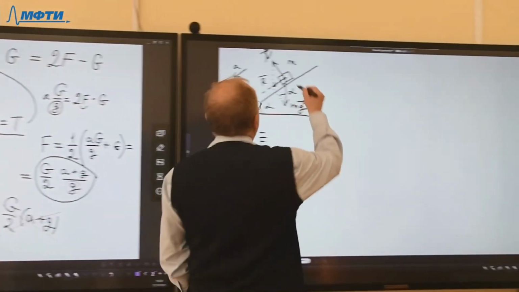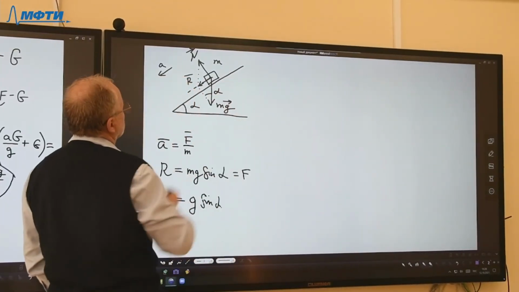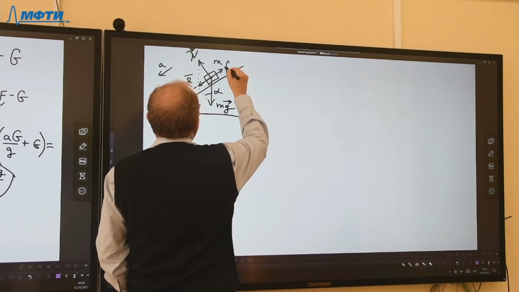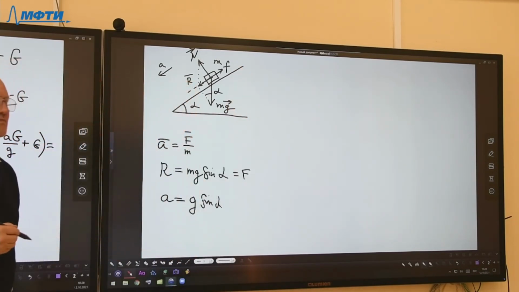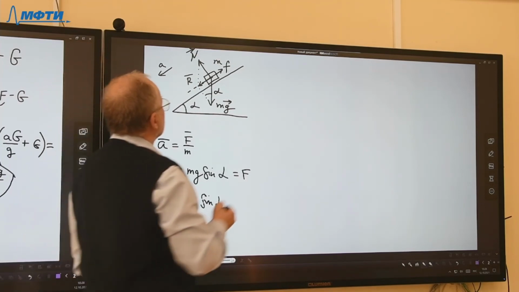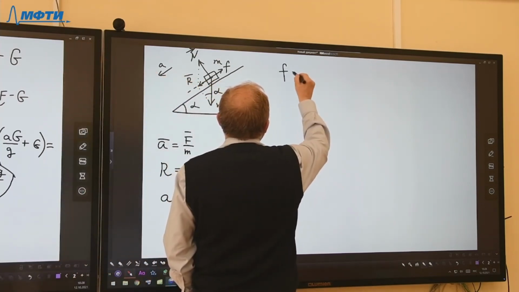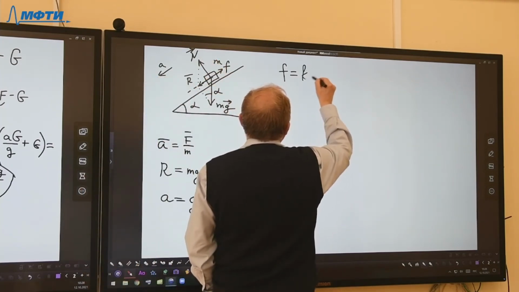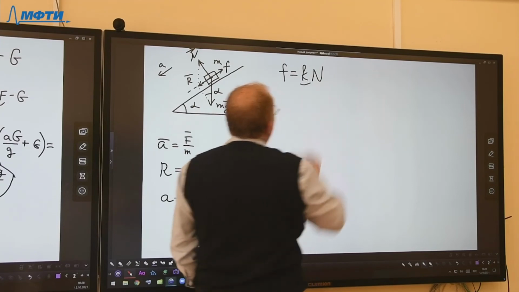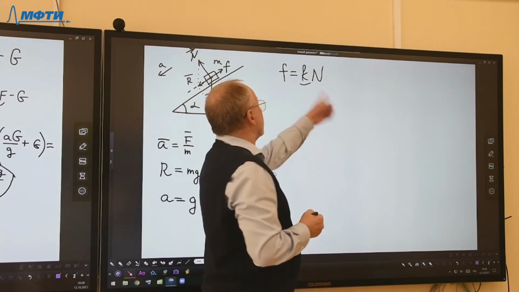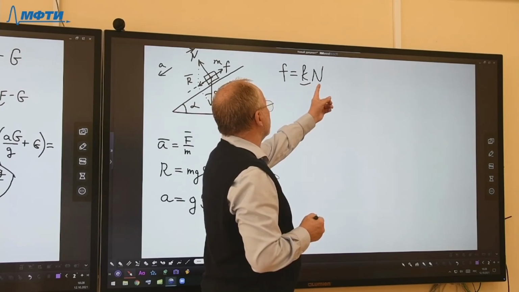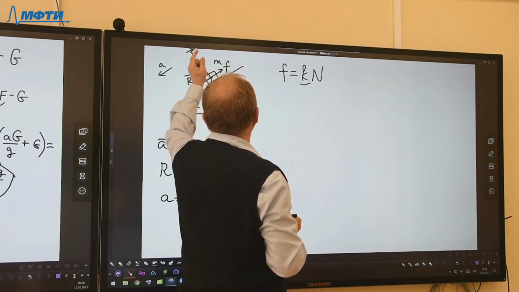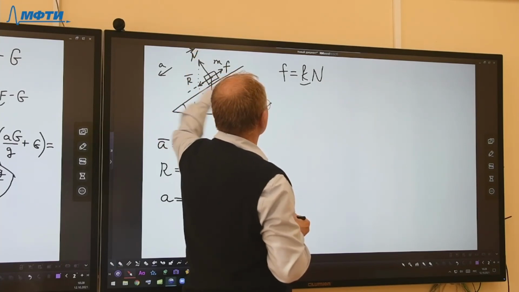Now let's consider the possibility of friction. And if there is any friction, then there should be a force of friction. Let it be small f. A force of friction is always related to the force of normal action N. There is a coefficient of friction here. There is always such a dependence between the force of friction and the force of normal action. The force of interaction between the block and the surface, normal interaction.